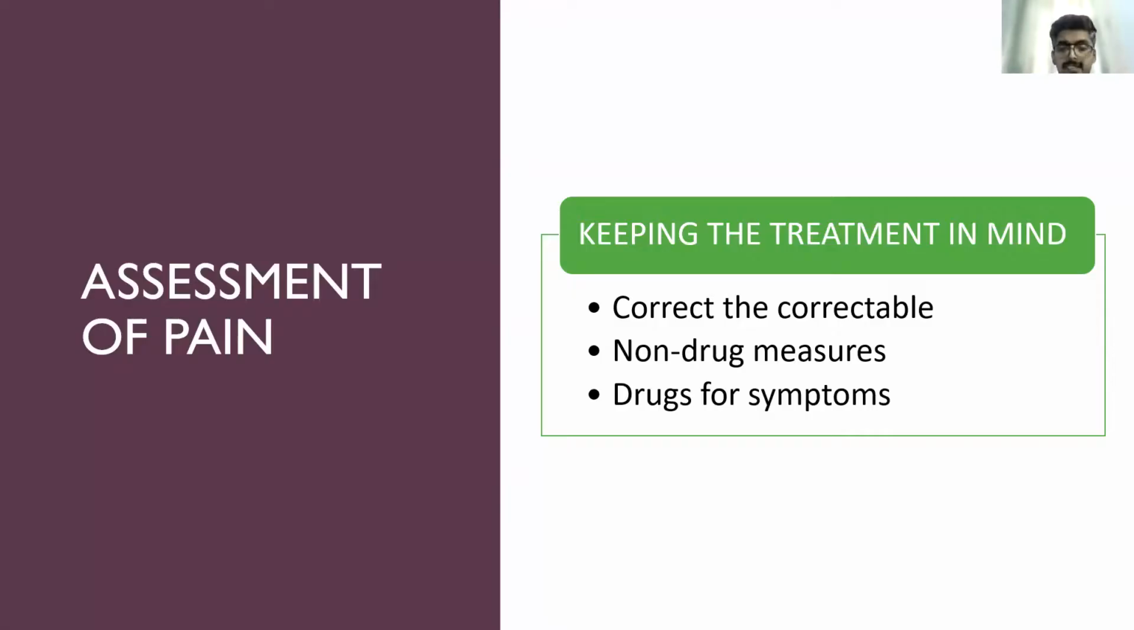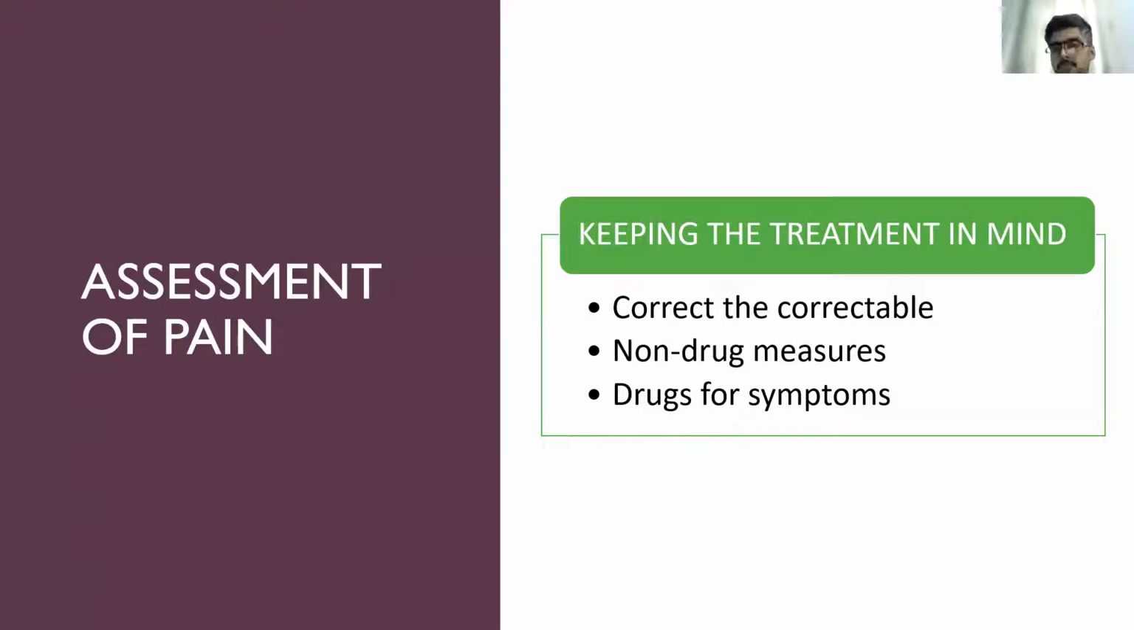So we have just completed the pathophysiology and the classification of pain. Now we'll briefly discuss the assessment of pain. Before we assess pain, it is always useful to keep the treatment in mind. For all symptoms in palliative care, the three basic principles are: correct the correctable, non-drug measures, and drugs for symptoms.